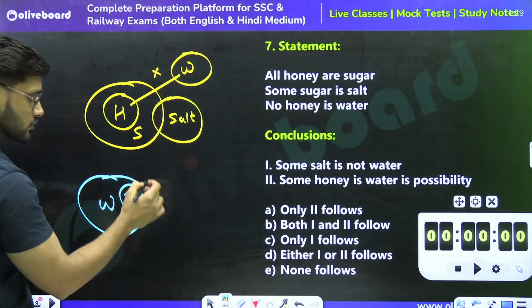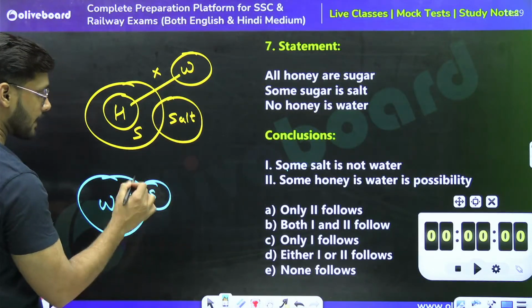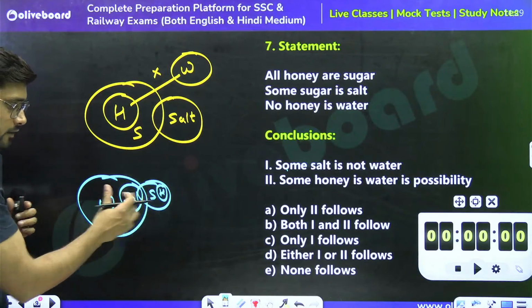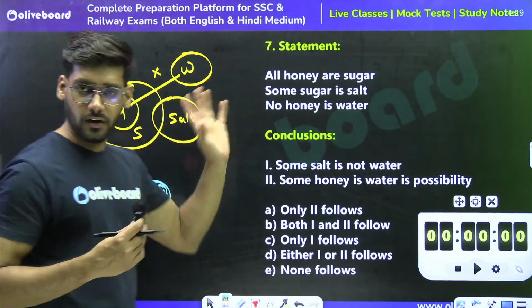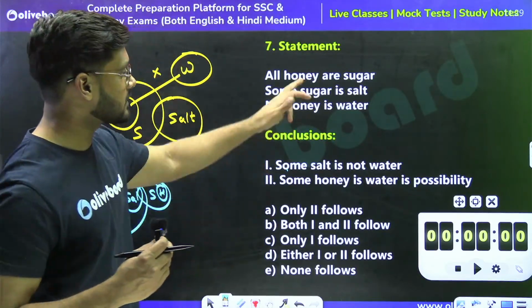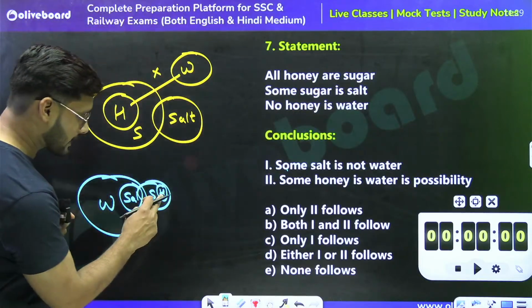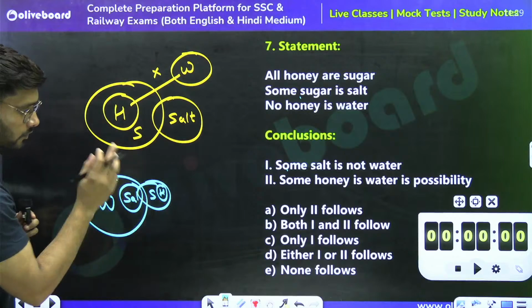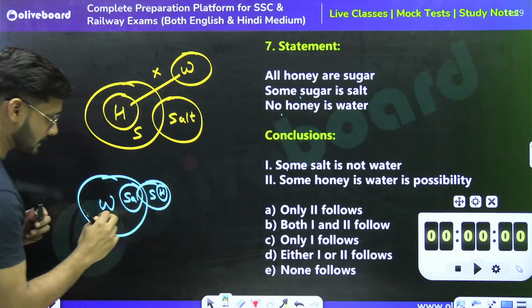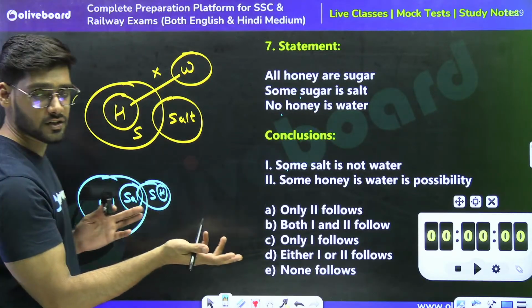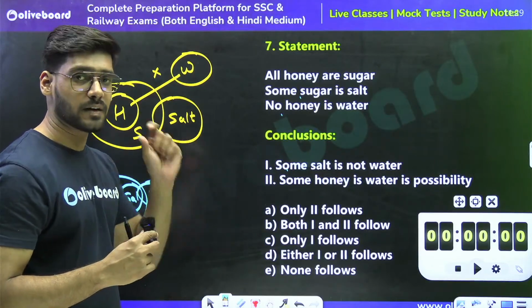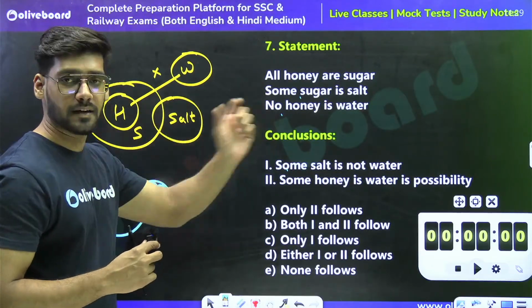Some salt are sugar and all honey are sugar. When I draw such a diagram, does our statement contradict? Our statement was all honey are sugar. I can see all honey are sugar. I can say some sugar is salt. No honey is water. I can say that honey and water do not have any relation. The diagram may change, but the statement should not change. And our statement is not changing.